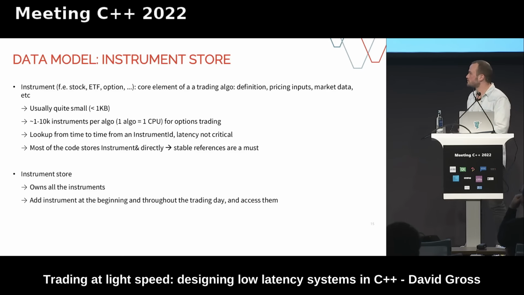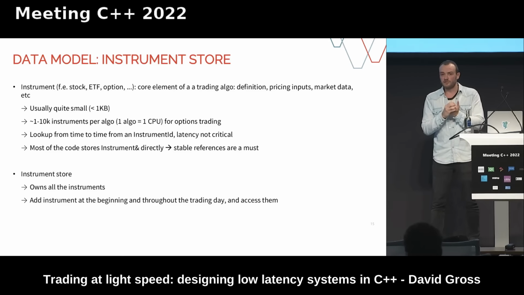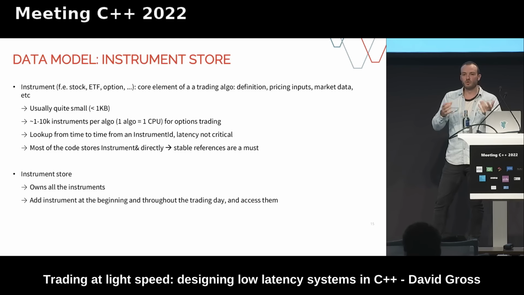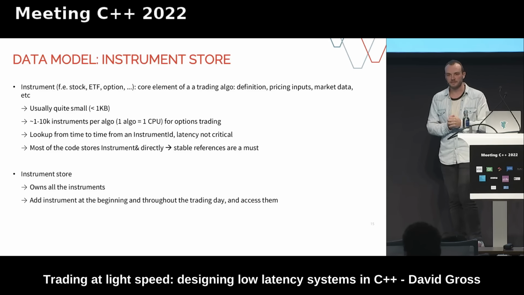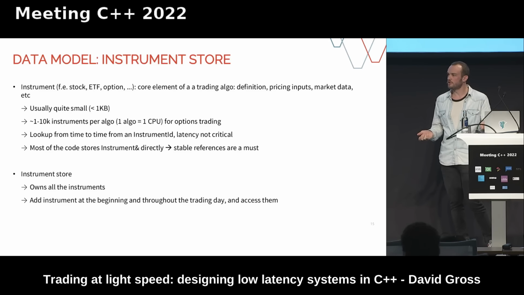So let's take an example. A core element of a trading system is what we call an instrument store. We're not going to go into what an instrument is exactly, but you can imagine it's a stock or ETF, something like that. It's a relatively small data structure, less than a kilobyte in general. And we have not so many, but also not so few: between 1 and 10,000 of them in an algo.